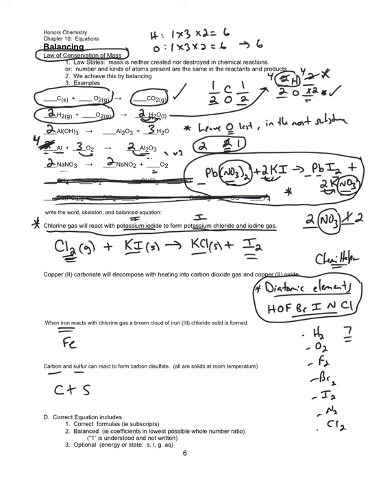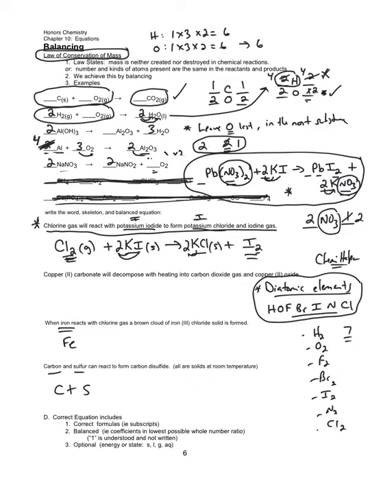I've got 2 chlorines on the left. I only have 1 on the right, so I need to put a 2 here. That gives me 2 potassiums, so I need to put a 2 in front of the potassium. That also gives me 2 iodines, and now the reaction is balanced. So hopefully you wrote Cl2 plus 2 KI produces 2 KCl and I2.